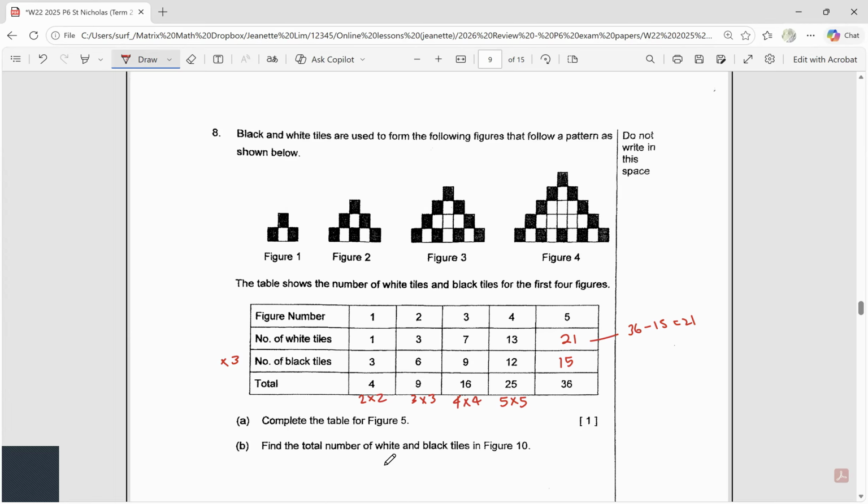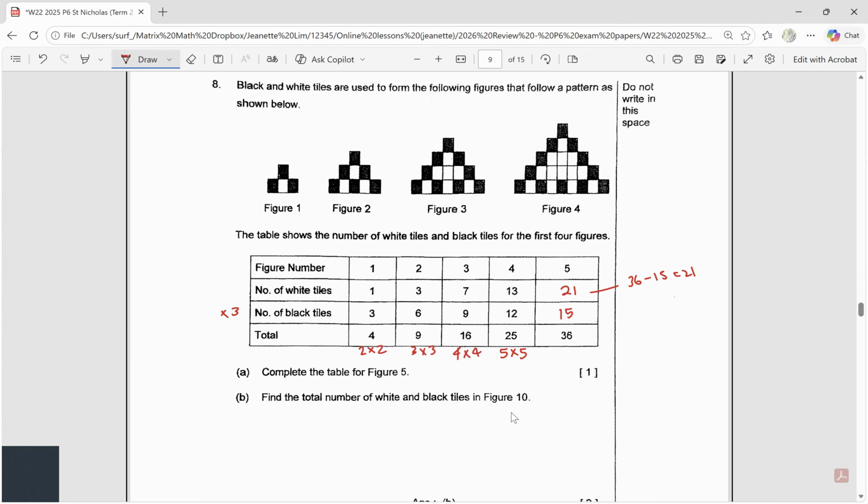Find the total number of white and black tiles in figure 10. If you notice, the total number is a square number, but figure 4 is not 4 times 4, but 5 times 5. So figure 10 is actually not 10 times 10, but 11 times 11.